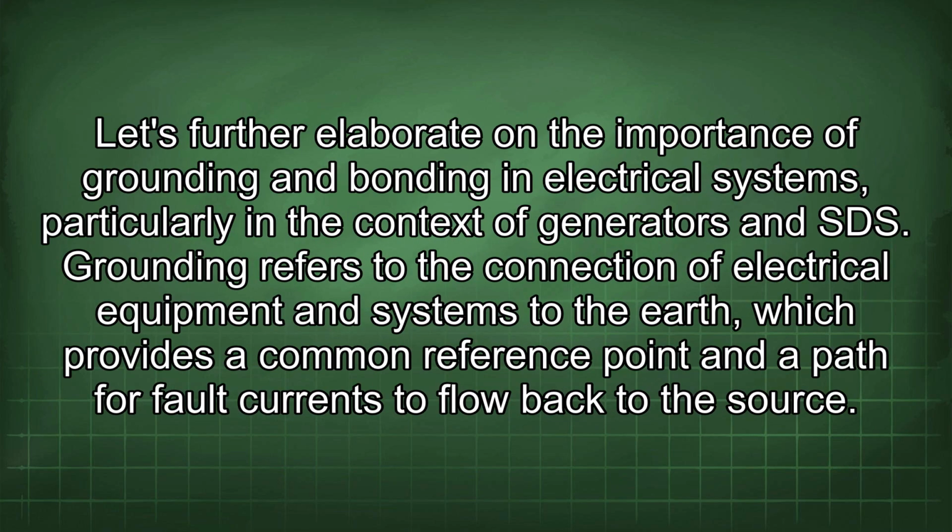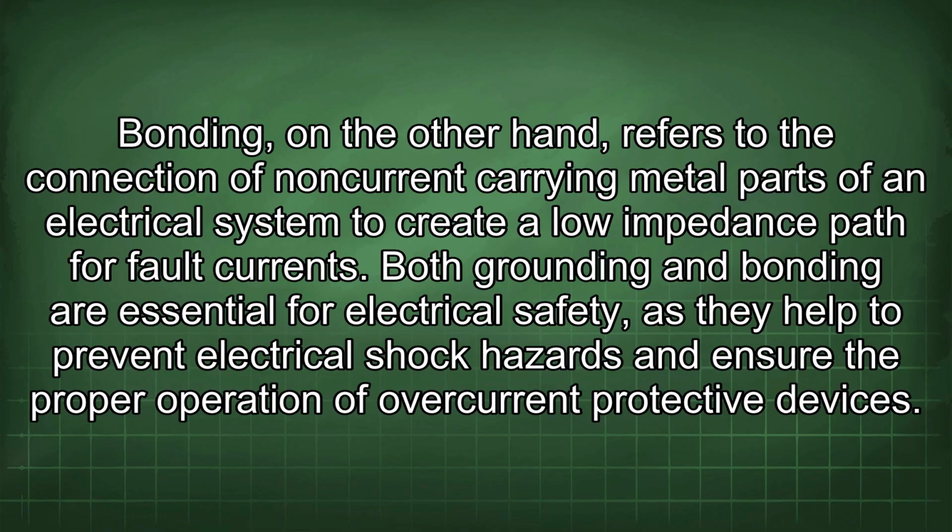Let's further elaborate on the importance of grounding and bonding in electrical systems, particularly in the context of generators and SDS. Grounding refers to the connection of electrical equipment and systems to the earth, which provides a common reference point and a path for fault currents to flow back to the source. Bonding, on the other hand, refers to the connection of non-current carrying metal parts of an electrical system to create a low impedance path for fault currents. Both grounding and bonding are essential for electrical safety, as they help to prevent electrical shock hazards and ensure the proper operation of overcurrent protective devices.